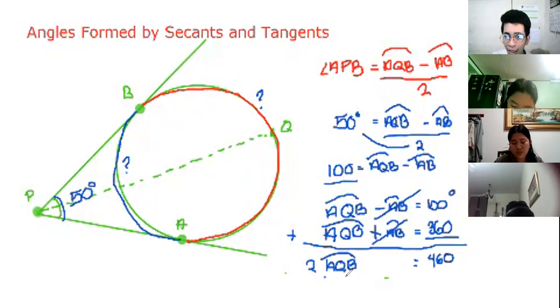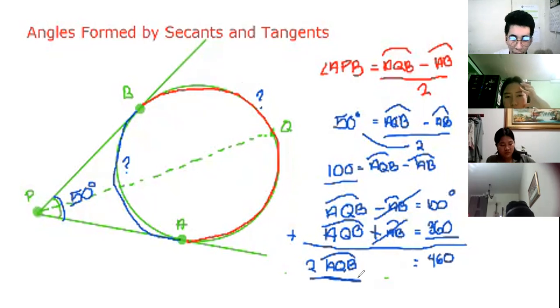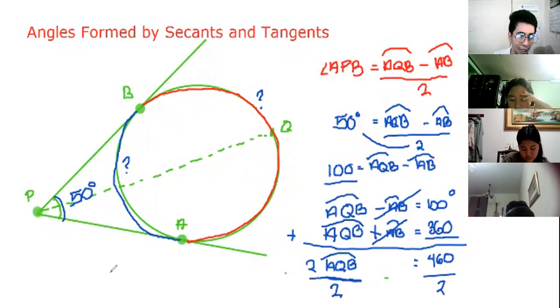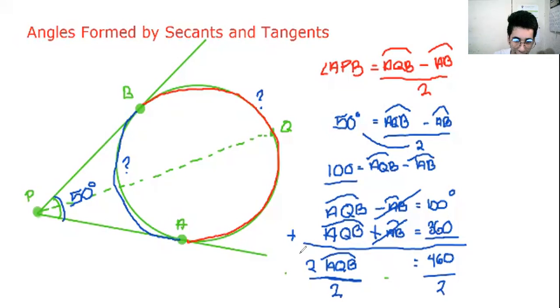Ngayon, ang tinatanong natin is AQB kasi ito AQB lang yung isang arc, diba? Eh, may 2 siya dito. Paano natin tatanggalin yung 2? Divide sa 2. Yes, we're going to divide both sides by 2. So, at the end, cancel natin si 2 dito. So, ang arc AQB is equal to 460 divided by 2. This is 230. Tama? 230. So, meron na tayong measure ng AQB. 230.